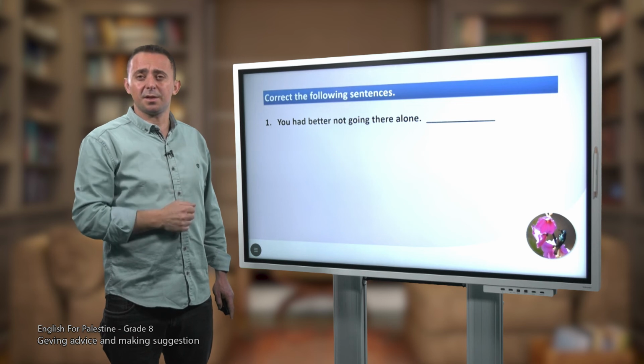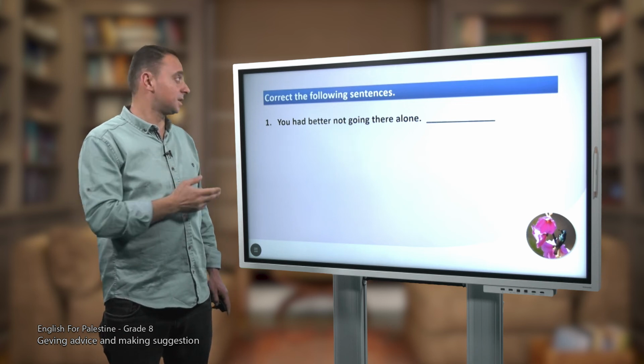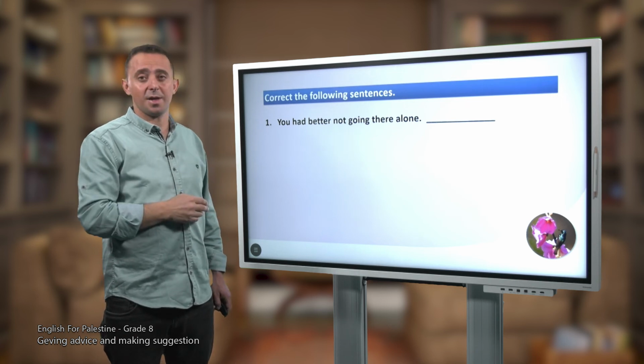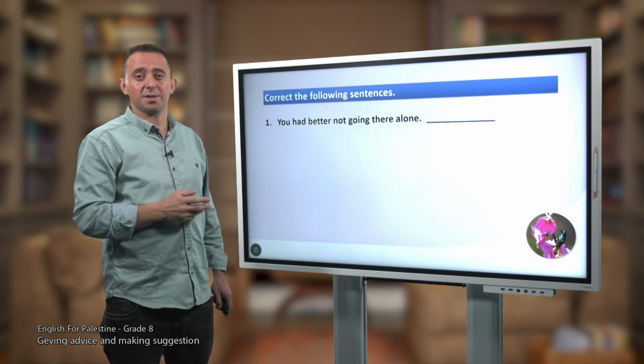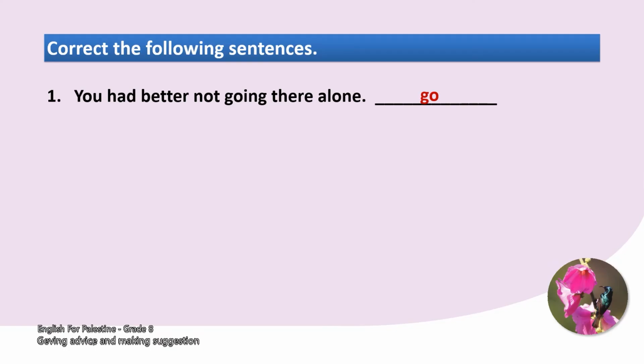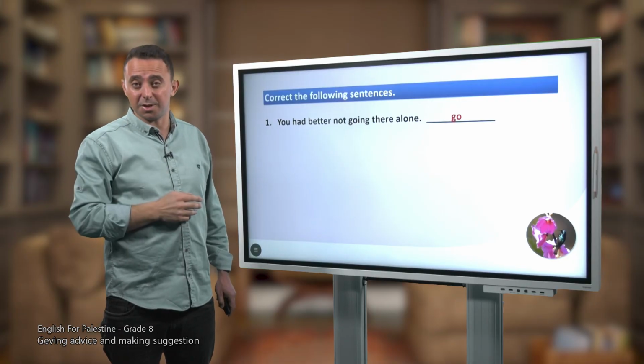Where is the mistake in this sentence? Very good. It's going. Why? What is the correct answer? It's go. So going becomes go. Why? Because had better should be followed with the infinitive form of the verb, not a verb with ing.